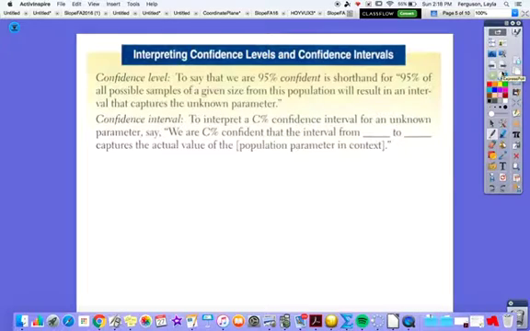So, interpreting confidence levels and confidence intervals. Confidence level: to say that we are 95% confident is shorthand for 95% of all possible samples of a given size from this population will result in an interval that captures the unknown parameter. To interpret a C% confidence interval for an unknown parameter, we say we are C% confident that the interval from blank to blank captures the actual value of whatever the population parameter is in context.